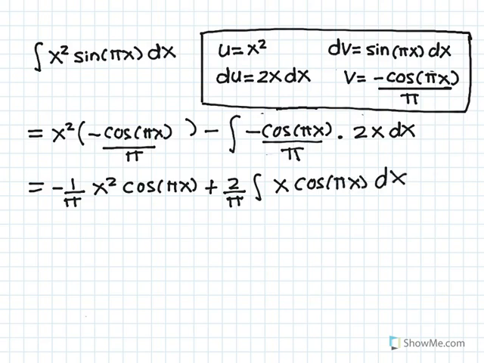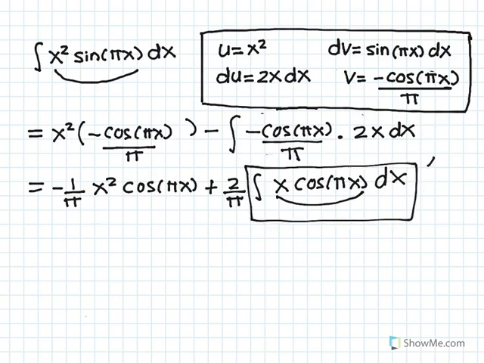Now notice how we had x squared sine of pi x, and now we have x cos of pi x. So it has been reduced in power. The power x squared is now x. So we know we're going in the right direction. All right, so let's label this like this and solve this box here, and then we'll put it back into the result. So what we have is the integral of x cos of pi x dx.